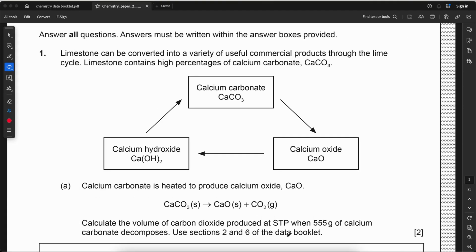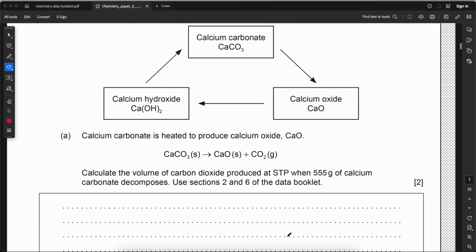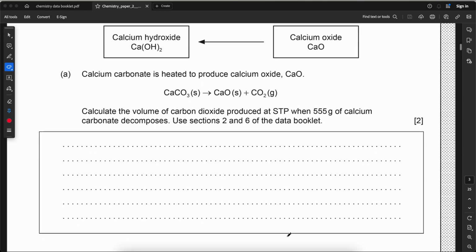Limestone can be converted into a variety of useful commercial products through the lime cycle. Limestone contains a high percentage of calcium carbonate, CaCO3. So this is the cycle. Calcium carbonate is heated to produce calcium oxide, CaO. This is the reaction: CaCO3 solid decomposes to CaO solid and CO2 gas.